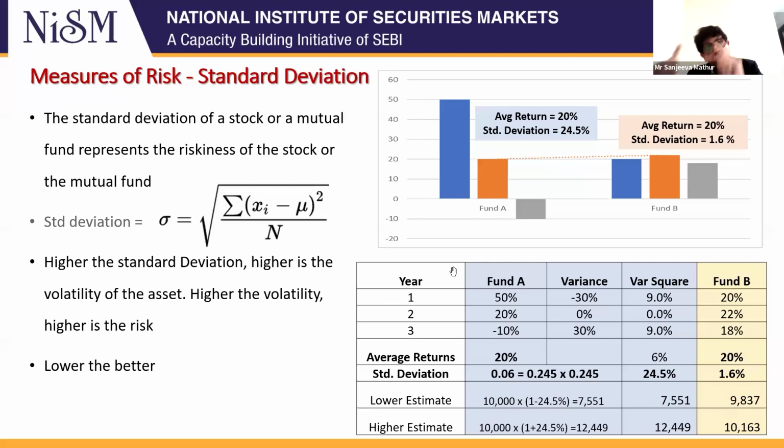Which scheme you select depends on your goal and risk. As I said, I'll repeat again: with a horizon of 5 to 7 years, I might go for a large cap. Beyond that, a mid cap or small cap. Beyond that, maybe a sector scheme. It depends. Standard deviation plays a very important role.